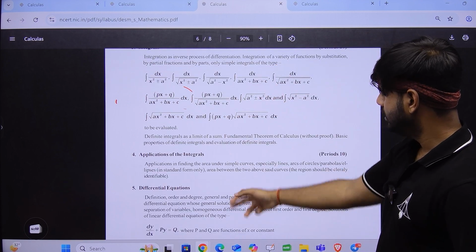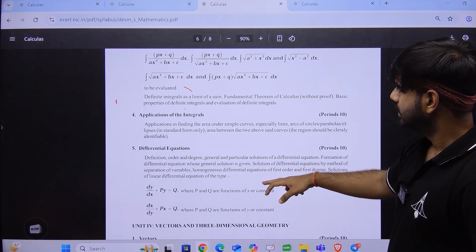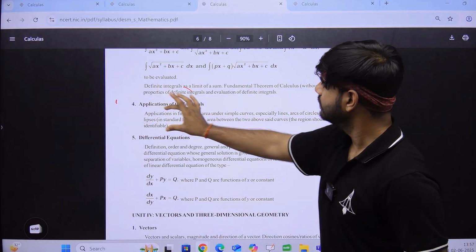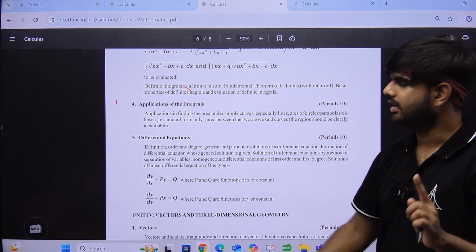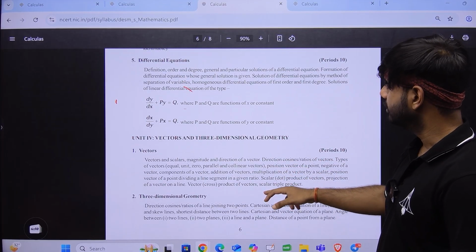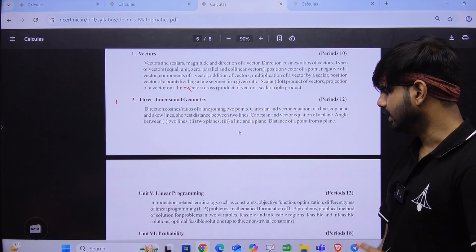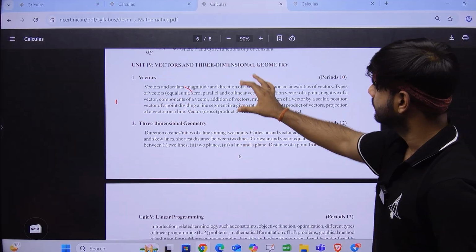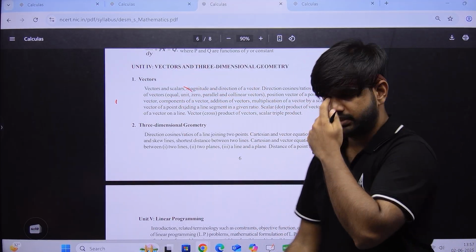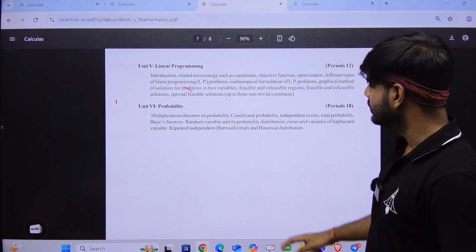Integrals are moderately important. Applications of integrals, this section is extremely important. Okay, similarly differential equations, vectors, 3D, these are moderately important, but yes, vectors are very, very important here. So that is to be noted.